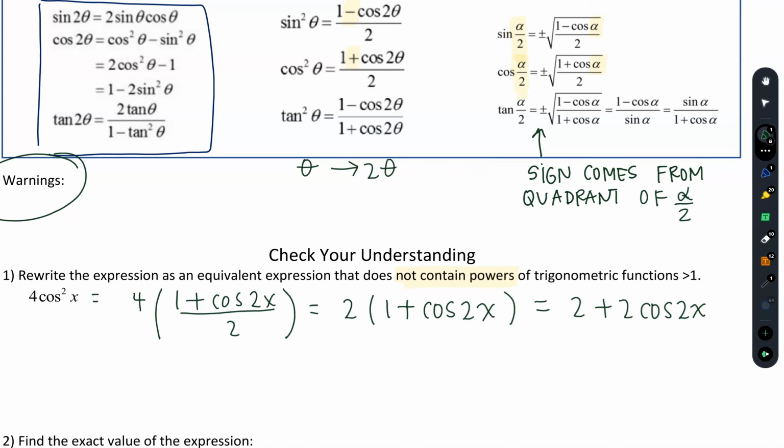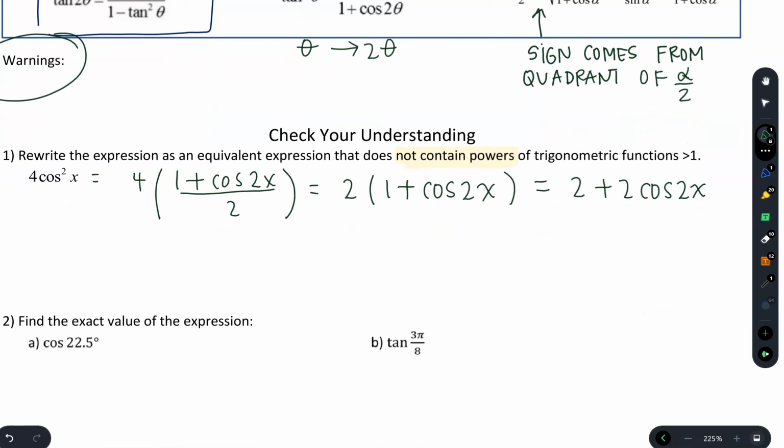Okay. All right, so for number 2, it says find the exact value of the expression. So cosine of 22.5 degrees. No idea where 22.5 is on my unit circle, right? But where does 22.5 degrees lie? So 22.5 degrees is in quadrant 1. And cosine is positive in quadrant 1.